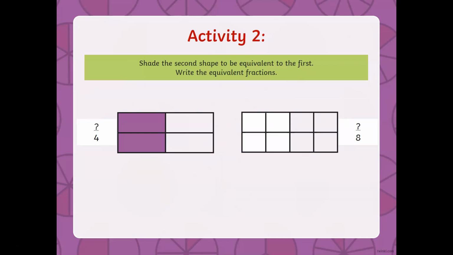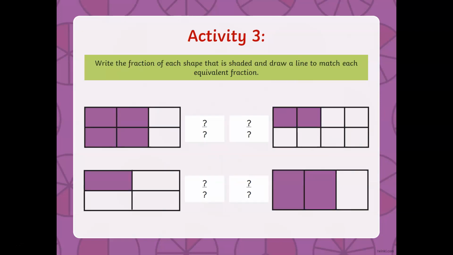Shade the second shape to be equivalent to the first. Write the equivalent fractions. Alright, so the first one is 2/4 and the other one is 4/8. They are equal to each other. What about these fractions? Pause the video and write your answers.